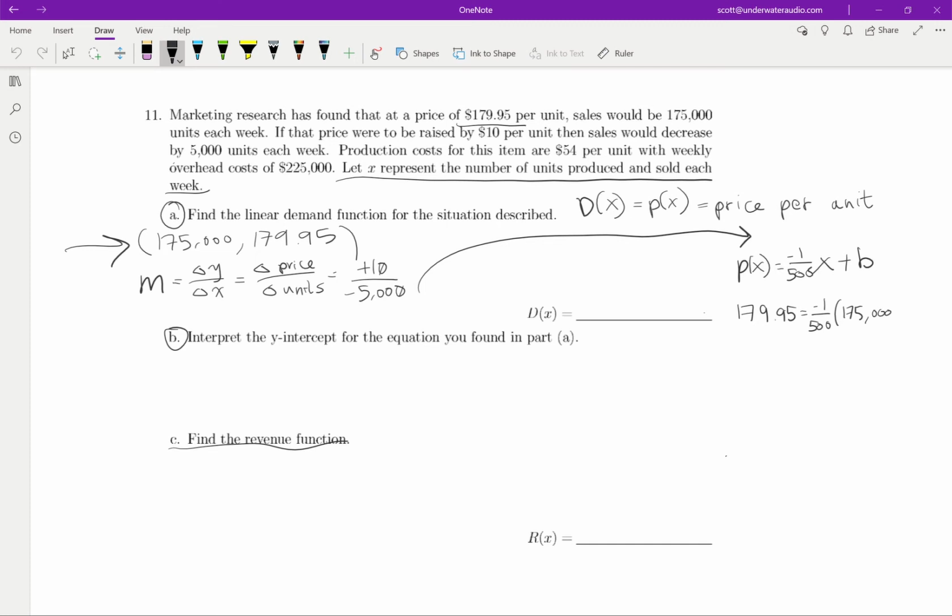All right, sorry about that. We got cut off. My app is being a little glitchy today. But so I plugged in a point, and now I'm going to solve for b. I will probably have to use a calculator for that.